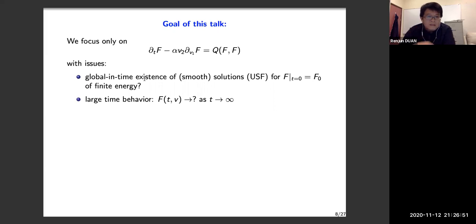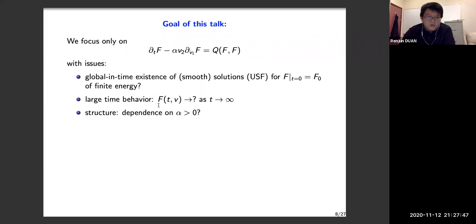The second issue is long-time behavior. In case we have global in time existence for some suitable initial data with finite energy, what happens as time goes to infinity? As I mentioned, numerically we can see the second moments, the energy, will change. Physically, you can imagine that due to the internal heat, the energy will go to infinity. This will be quite different from the long-time behavior in case alpha is zero. Then what really happens when t goes to infinity, the solution will go to, well, whether it is determined by a time independent solution or not.